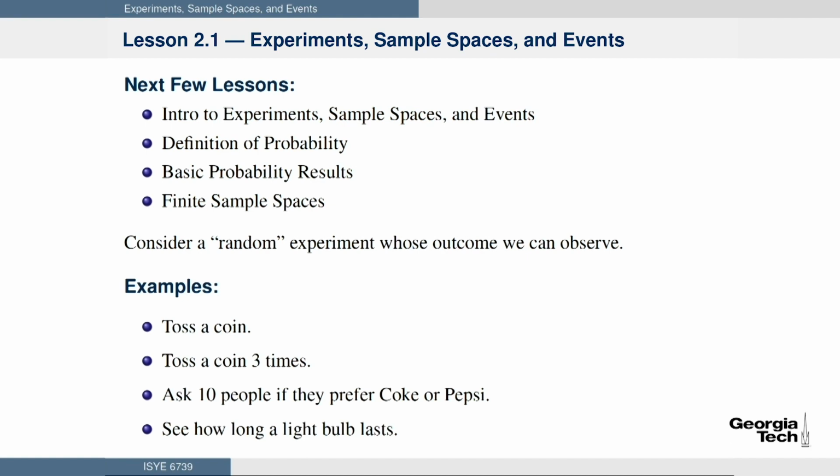For instance, you can toss a coin. You can see heads or tails. You can toss a coin 3 times. You can ask 10 people if they prefer Coke or Pepsi, and I really hope here in Atlanta that they prefer Coke. And we can also see how long a light bulb lasts.